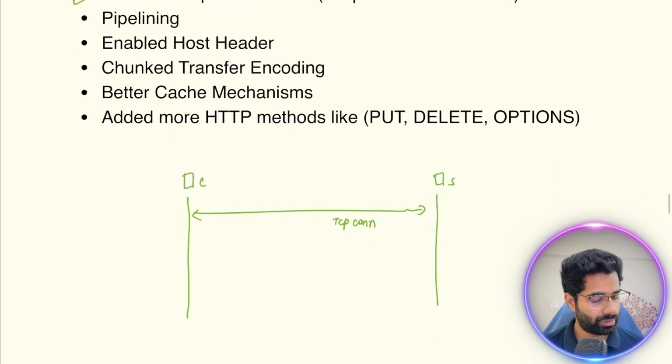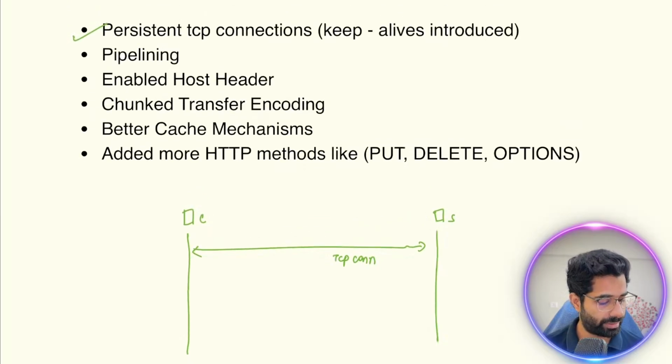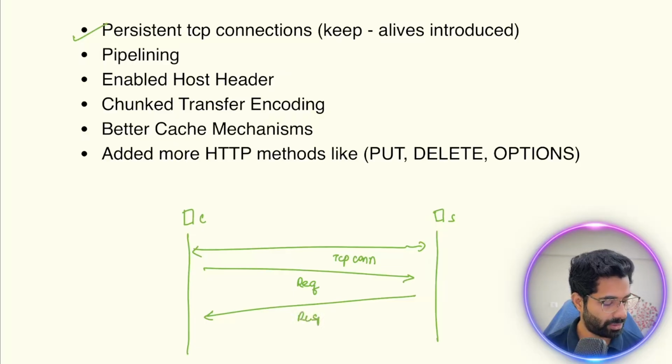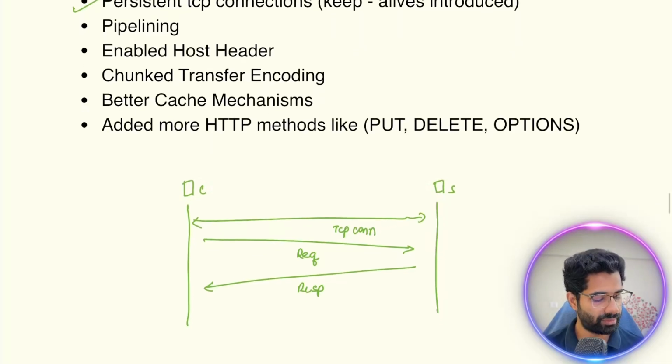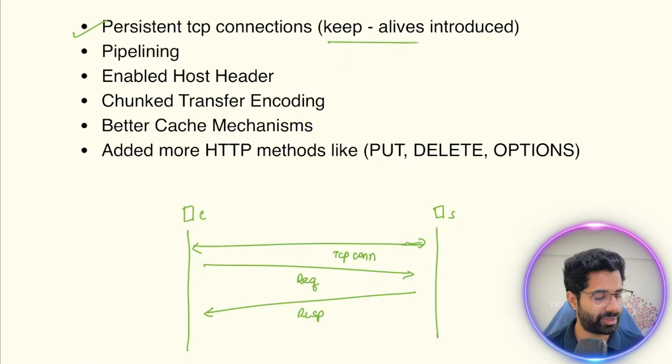Now a request is sent from the client, and the response is received from the server. Once the request and response loop is done, this connection is not closed, based on your client settings. That is the keep alive that was introduced in HTTP 1.1. So if the keep alive is 5 minutes, for the next 5 minutes this TCP connection will not be closed and it will be open to send and receive data to and fro.